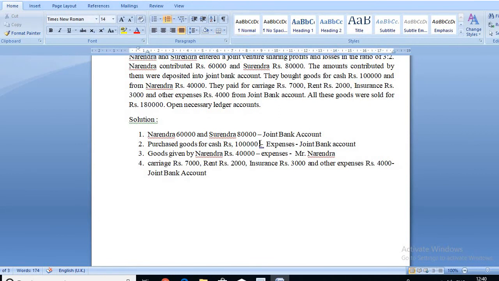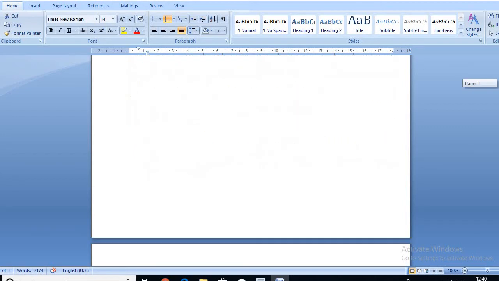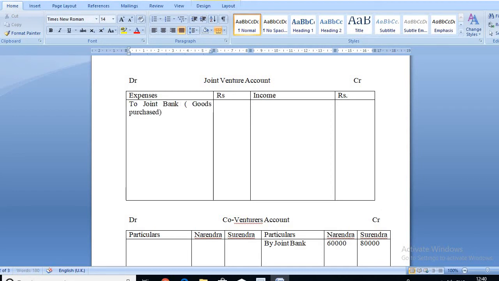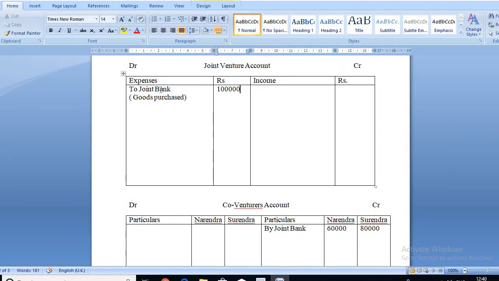Who paid this 1 lakh? There is no clear information whether this 1 lakh rupees is paid by Narendra or Surendra. In such case, this 1 lakh rupees will be paid by joint bank account. So in expenses side, here you write down to joint bank account. In bracket you can write down goods purchased. How much? 1 lakh. So one aspect is over.